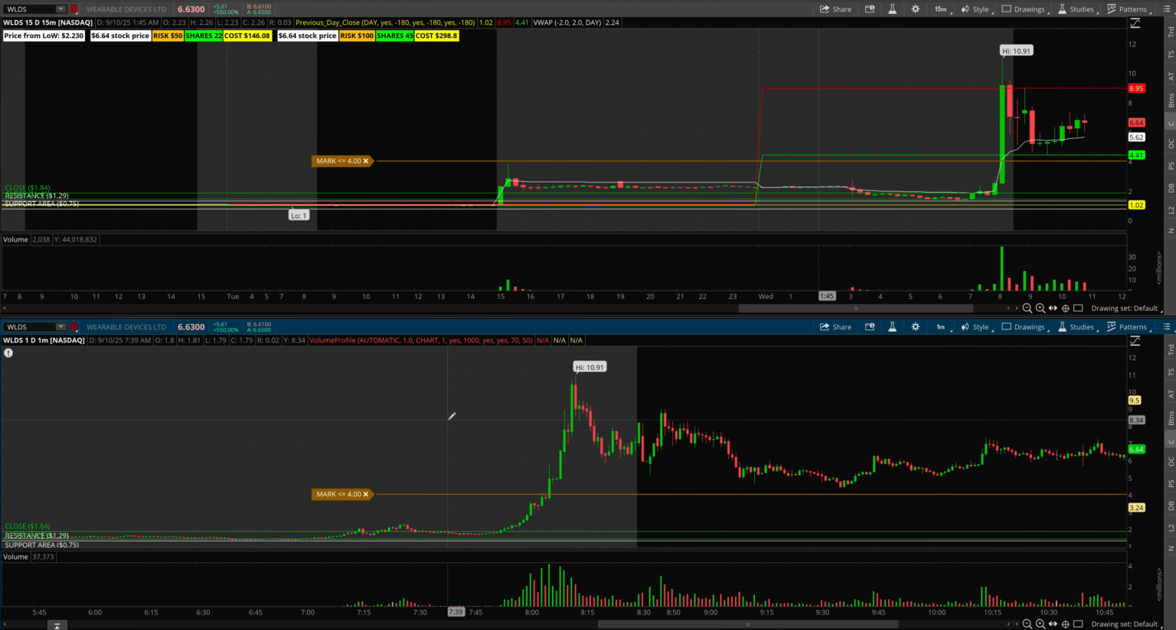All right, let's go over finding levels real quick. How to find key levels. So this is WILDS. It is Wednesday, September 10th, 2025. This stock has gapped up and spiked today. It is, I believe, the biggest percent gainer on the day.